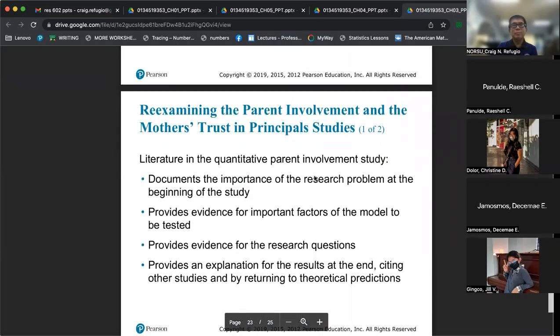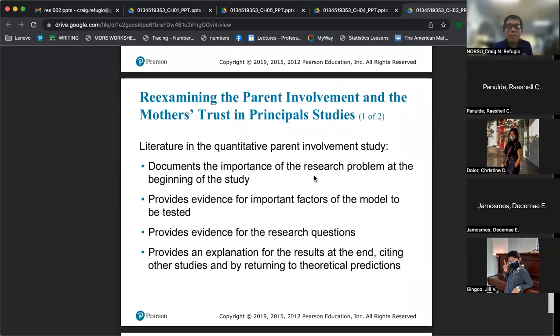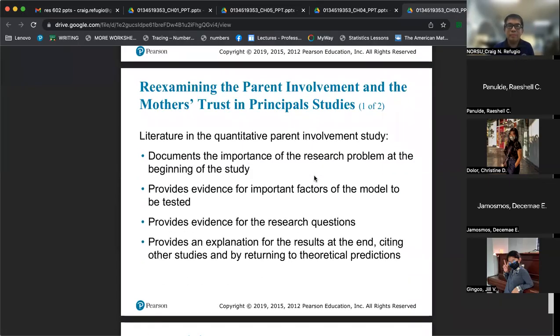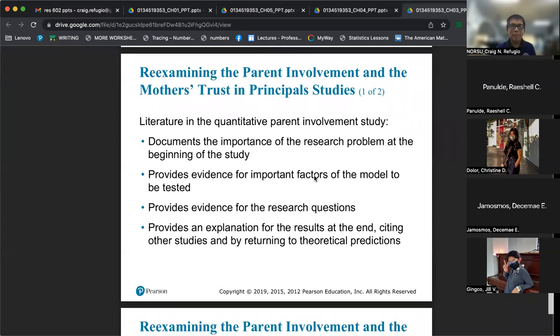Re-examining the parent involvement and the mother's trust in principal's studies. It documents the importance of the research problem at the beginning, provides evidence for important factors of the model to be tested, provides evidence for the research questions, provides an explanation for the results at the end, citing other studies, and by returning to the theoretical predictions.